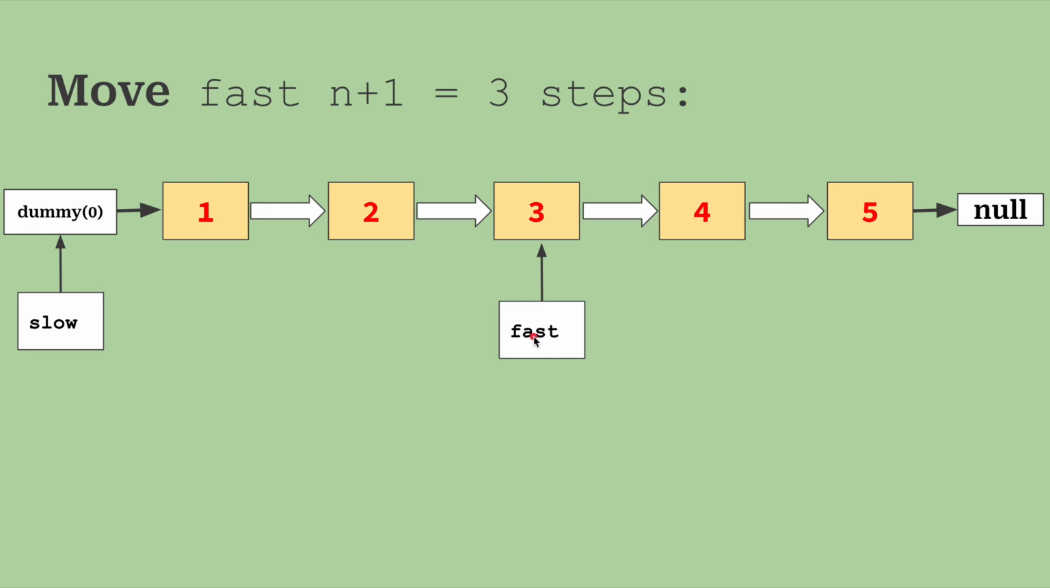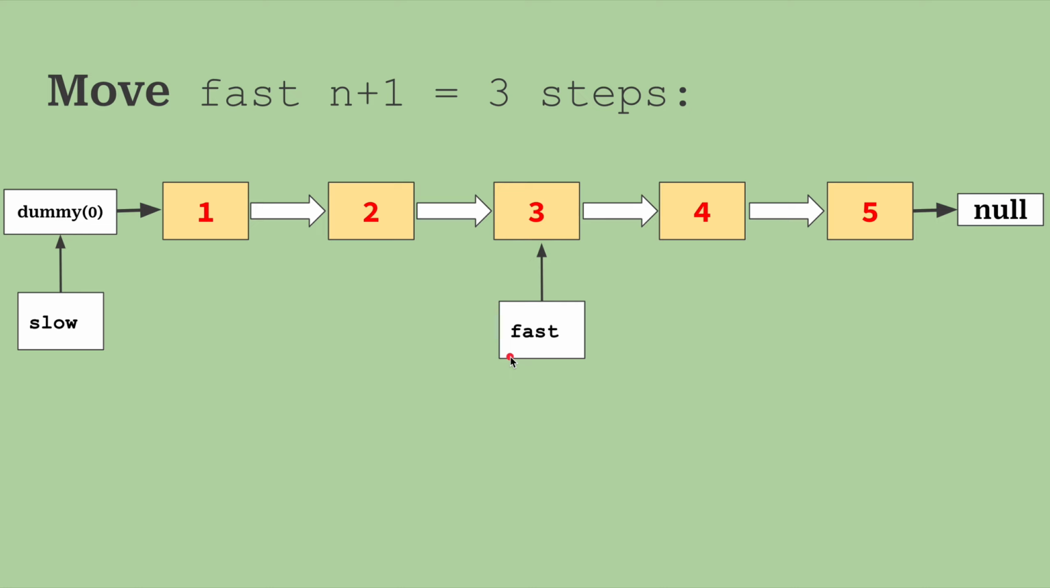Means we have moved the fast pointer n plus 1 steps ahead, and this will create a gap of what? A gap of n, means 1, 2, yeah, 2. There is a gap of 2, a gap of n, you can say n is 2, between fast and slow, right? After 2 it is reaching here.